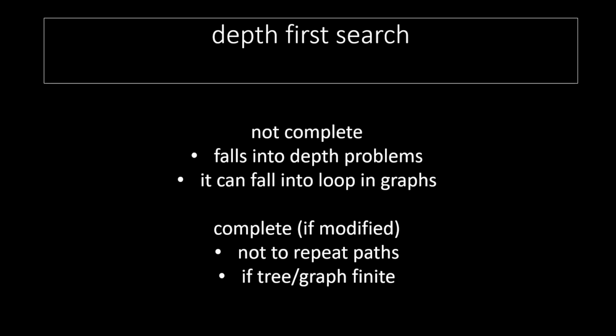It's not complete. It falls into problems where you have a path in a tree or a graph that is very long but doesn't have the solution, and depth first search can be quite inefficient. Now it can be made complete if it's slightly modified. If you tell the algorithm not to repeat paths, for example, and your problem is finite, the tree or the graph isn't infinite in either width or depth, then it is complete when it's modified to be so.